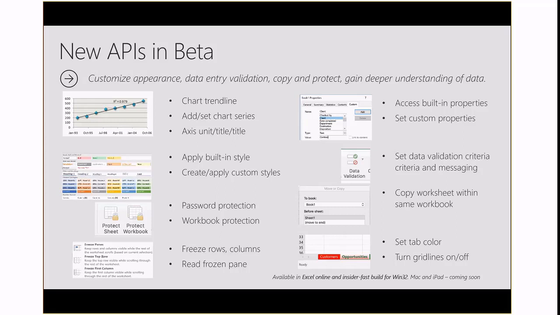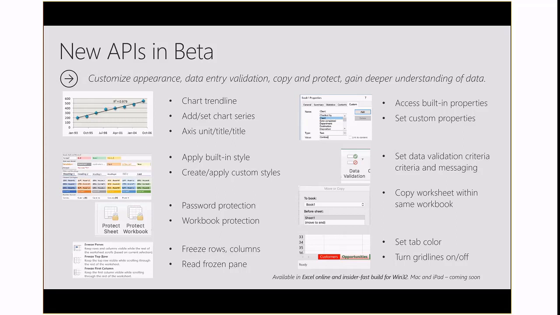And to make the customization of appearance even more fine-grained, we are introducing the setting of tab color and also turning the grid lines on and off. So this will allow you to customize your reports and also highlight the worksheets that you want based on different coloring schemes. All of these features are on Excel Online and Excel Desktop on the insider Fast builds. And we are working hard on making these features available on Mac and iPad very soon. So these are some of the API capabilities.